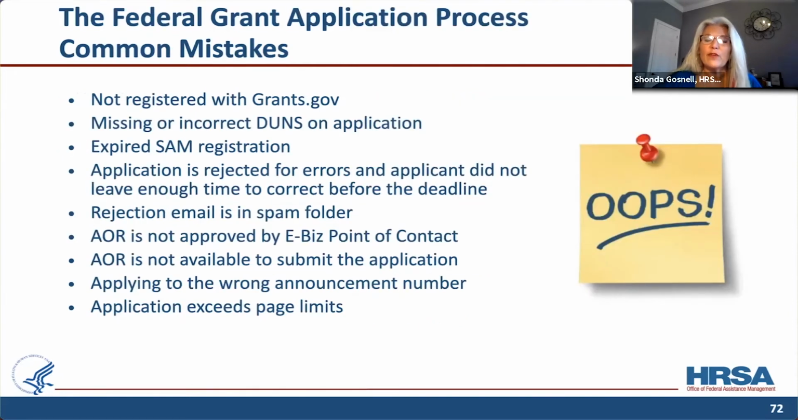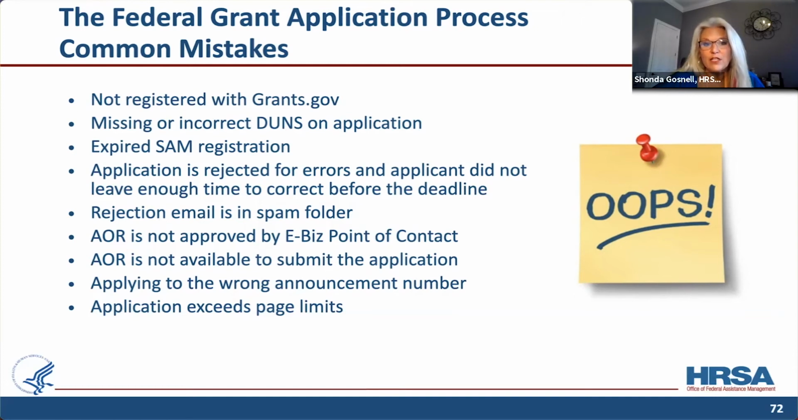Now let's take a moment to review the common mistakes made by grant applicants and remind you of some important tips for success. In addition to the grants.gov errors mentioned earlier in the presentation, such as the organization not being registered with grants.gov, the application submitted with the incorrect DUNS number or not having a DUNS number in time, or the organization having an expired SAM registration, there are a few other common mistakes, which include an application being rejected for errors, and yet the applicant did not leave enough time to correct those errors before the deadline.